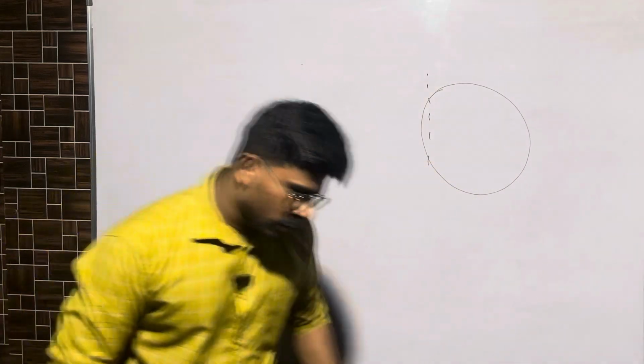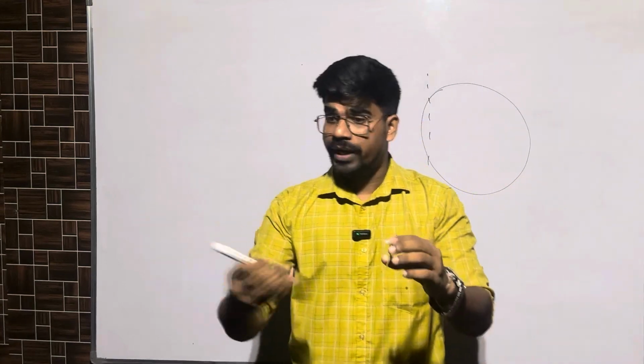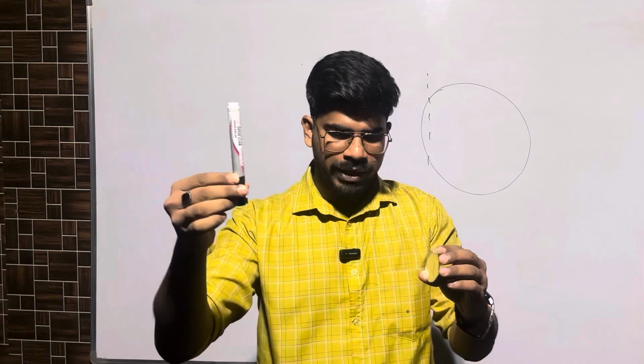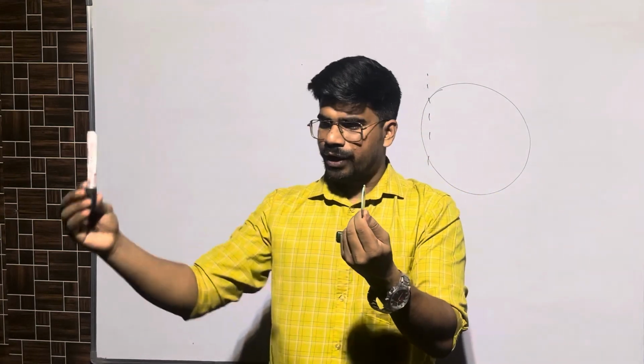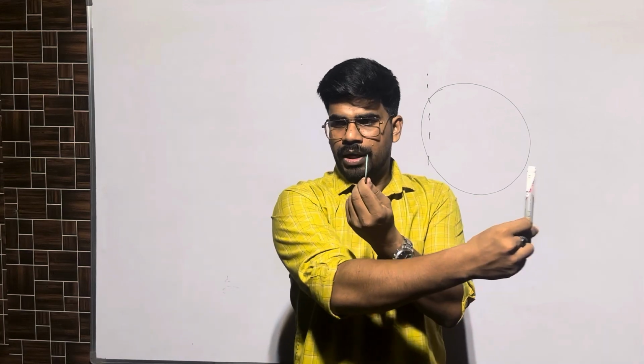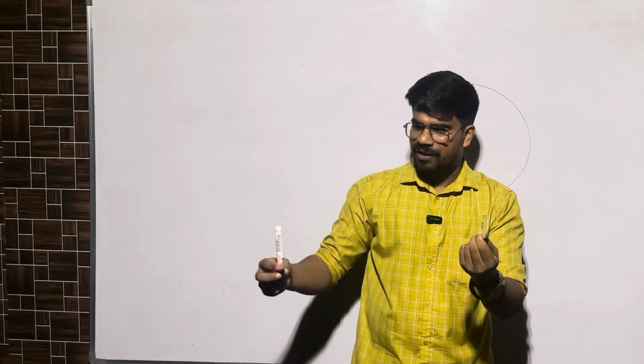In order to get an image of this object in the mirror, where am I supposed to put the object? In front of the mirror or behind the mirror? In front of the mirror. In order to look at yourself in the mirror, you have to stand in front of it. In order to find the image, you have to stand in front of the mirror.